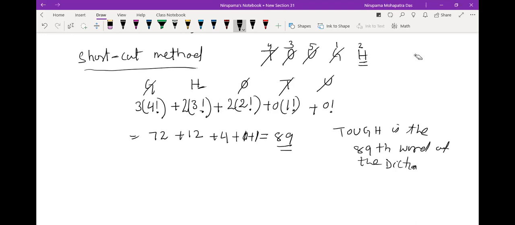Okay, so this is very easy. If the question carries 1 mark, very quickly we can do it. Okay, so let me take one more question.